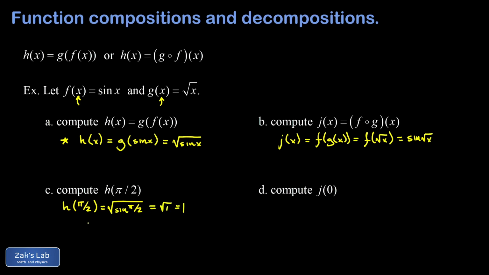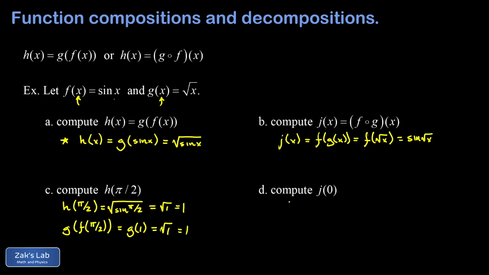Now the other way to do this is to actually just sub in that pi over 2 right from the beginning. So h of pi over 2 is g of f of pi over 2. We're really doing the same thing, just using our specific point from the beginning instead of getting a general formula for h of x. And f of pi over 2, that's the sine of pi over 2, that's 1. So I get g of 1. And then g of x is the square root of x, so g of 1 is the square root of 1. And of course, we get the same answer of 1.